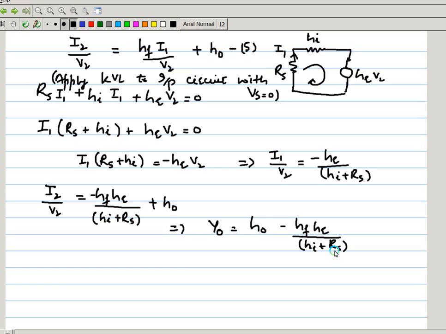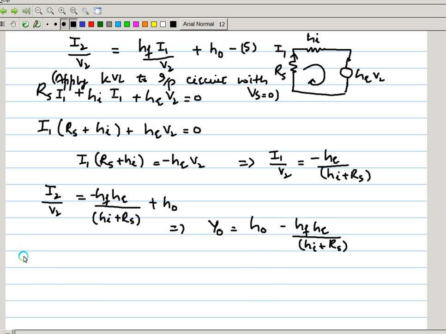But there is also a role for the source resistance. If the source resistance is 0, then this will be purely based upon H parameters, right? And if the source resistance increases, then obviously the admittance is going to decrease.